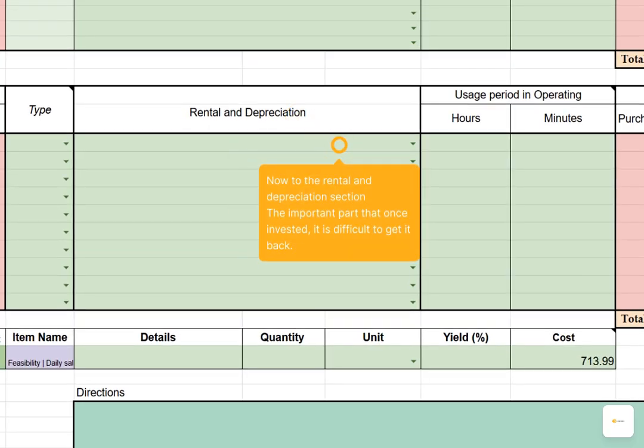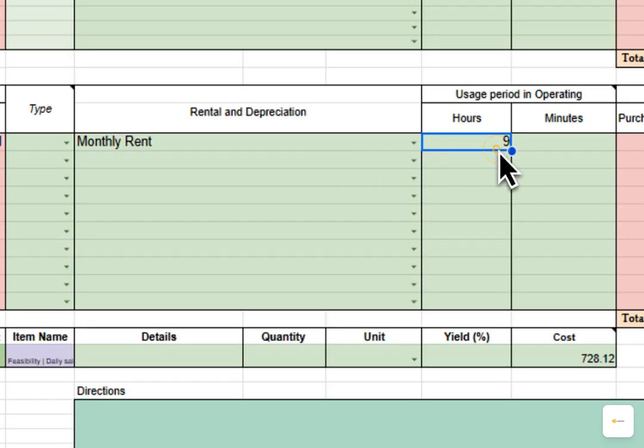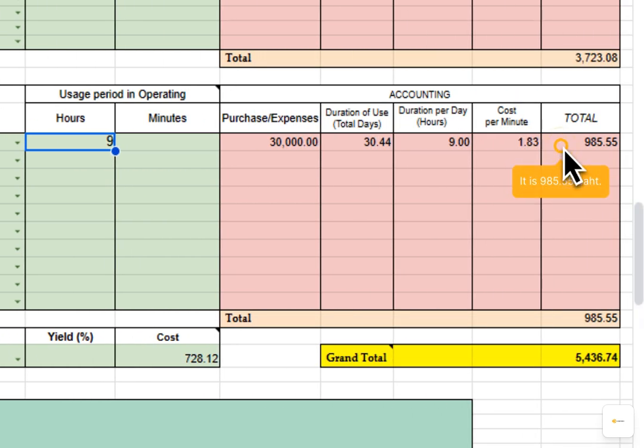Now to the rental and depreciation section, the important part that once invested, it is difficult to get it back. Rent must be paid and cannot stop the expenses until the business is closed or moved. Which, if we calculate from the 9 hours that can be used to generate income each day, it is 985.55 baht.